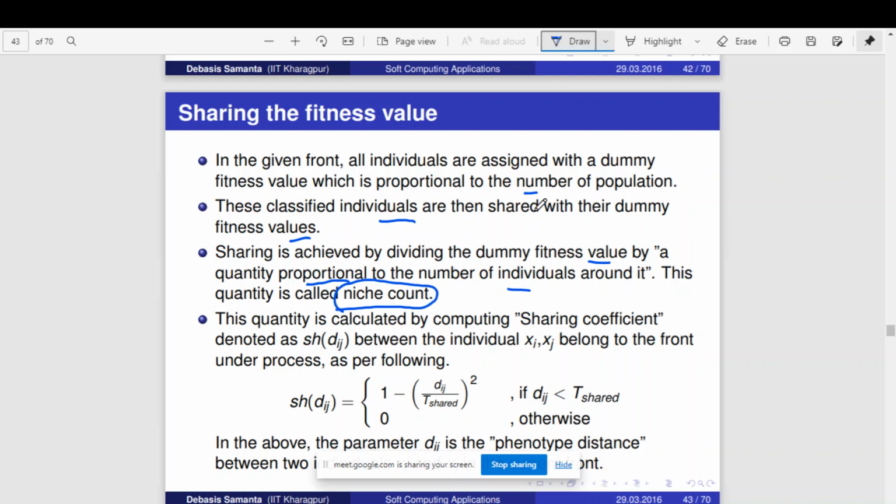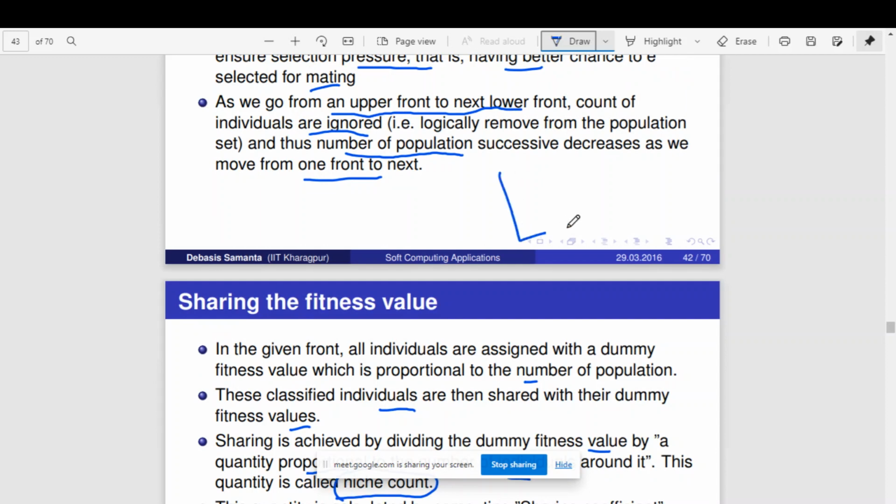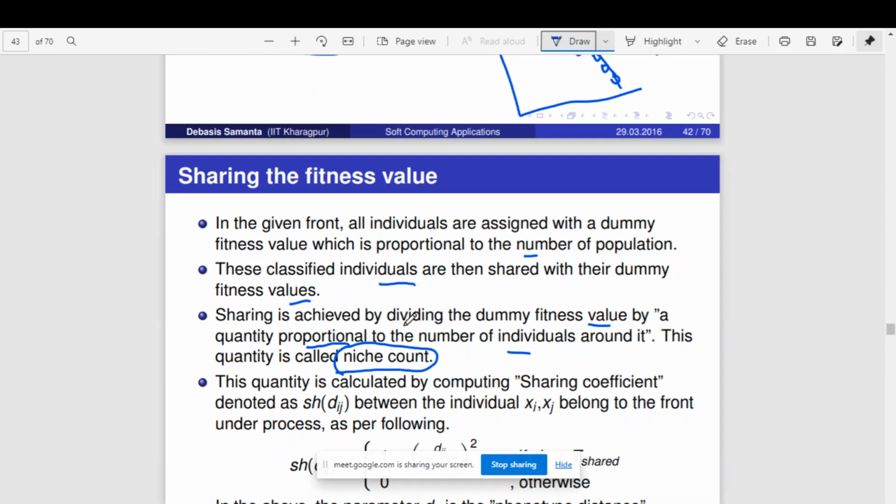Assume this is front one, and in front one there are many individuals. For all these individuals you assign a dummy fitness value. Say the dummy fitness value assigned is 1000. Sharing is achieved by dividing the dummy fitness value by a quantity proportional to the number of individuals around it. This is called the niche count.